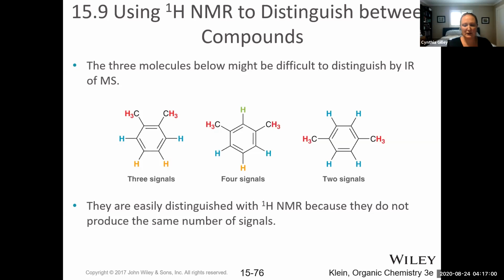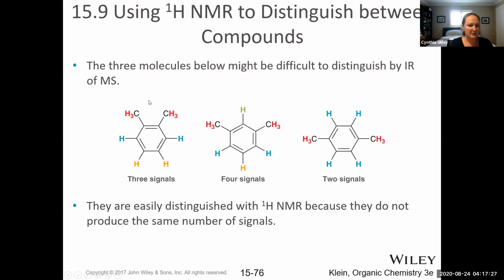Maybe if you had a unique fingerprint region, you could tell, but beyond that, it would be very difficult to distinguish. Also with mass spec, all 3 of these isomers obviously have the same mass, so you're not going to be able to distinguish them through mass spectrometry either. However, with proton NMR, they're very easily distinguished, and that's because of different symmetry operations, creating a different number of signals.